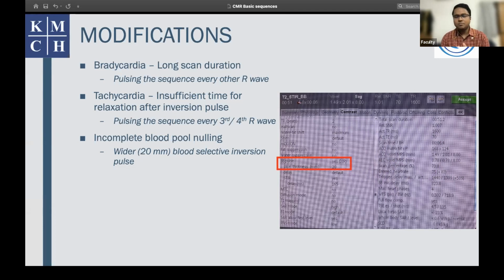So the sequences that we saw today so far have been the frequency scouts, the black and white blood sequences. We saw the cine images, the various techniques and sequences that are used for obtaining cine images, and the various techniques that we can use to improve the quality of cine images. And we saw a few of the morphological imaging sequences like the double inversion and the triple inversion recovery sequences.